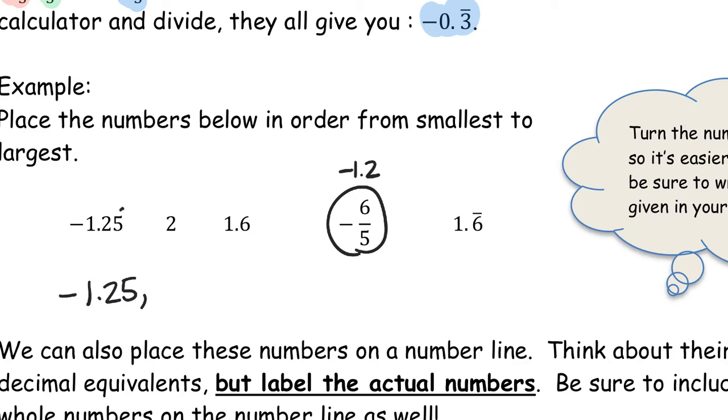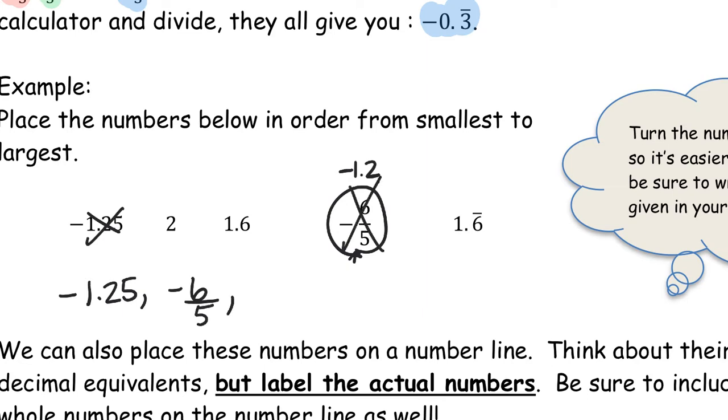After that, so that one's done. I like to cross them off when I'm done so I know. I'm going to have this negative 1.2 because those are my two negative numbers. Make sure you put it as it was originally stated. So I'm going to write negative 6 over 5. So that one's done. Now I'm moving into the positives.